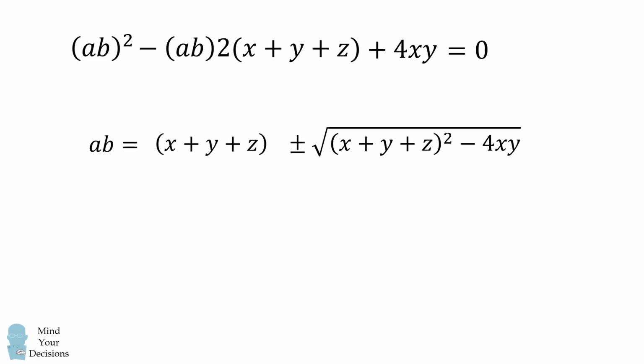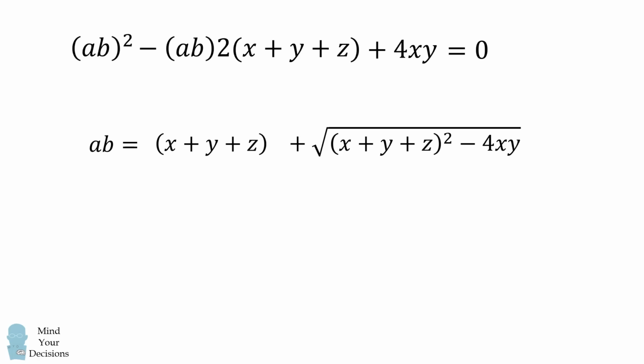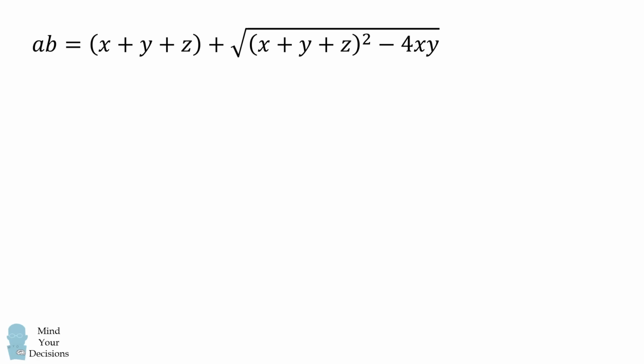Now it looks like we have two choices, plus or minus, but here's how we can rule out one of the choices. Recall that AB is equal to the area of the rectangle, and that has to be larger than X plus Y plus Z, because those are the areas of those three triangles. Since AB is larger than X plus Y plus Z, we will need the positive square root. We don't want to subtract anything from it. The area is going to be larger than the areas of the three triangles. So we eliminate the negative term, and we have an answer for what AB is equal to.